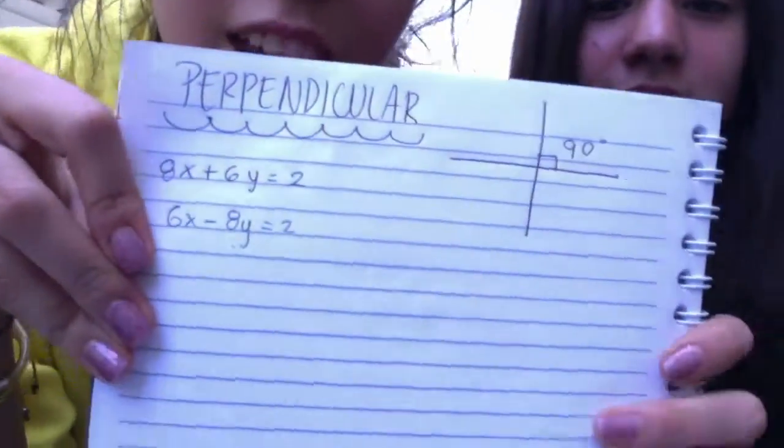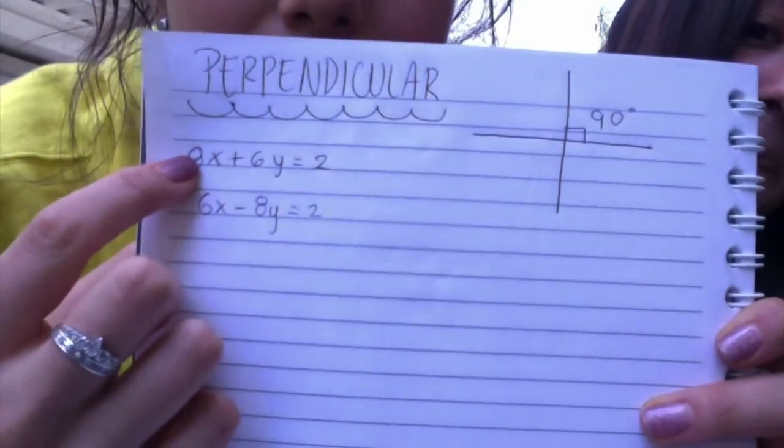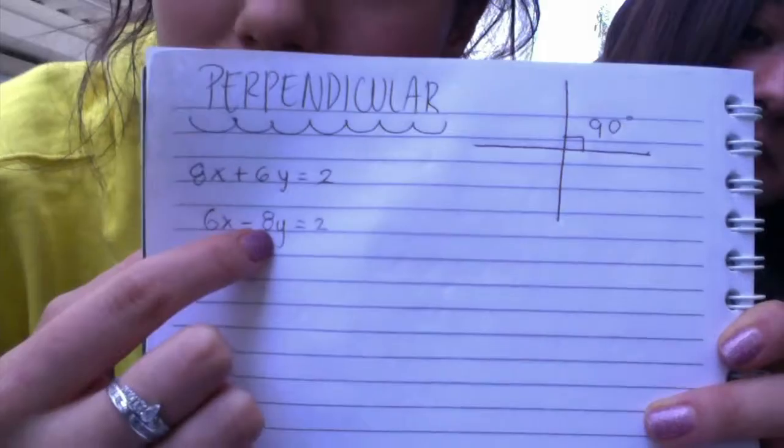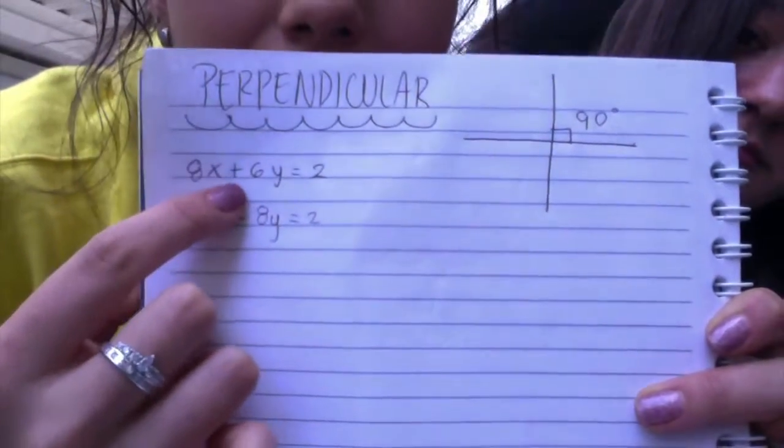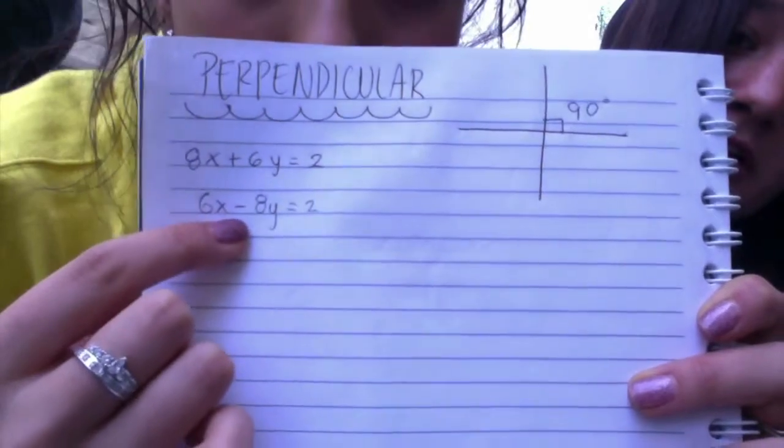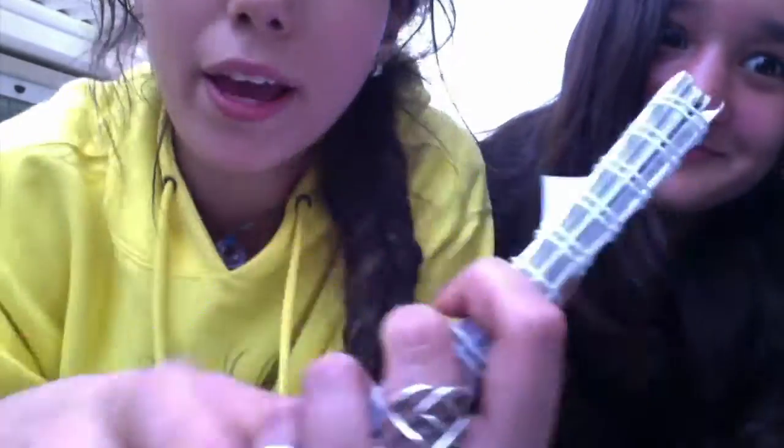And this is what we get. As you can see here, the 8 was passed to this side and the 6 to the x. And the sign was changed to its opposite. And it's perpendicular. Now, if in the problem you are asked for the perpendicular line to pass through a point, there's something else you have to do.